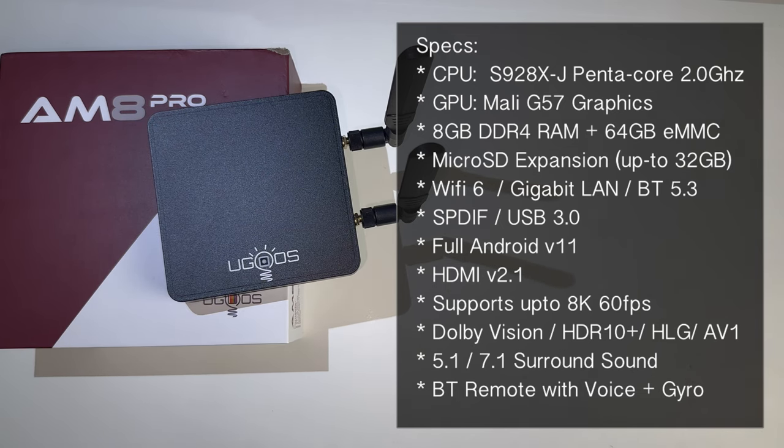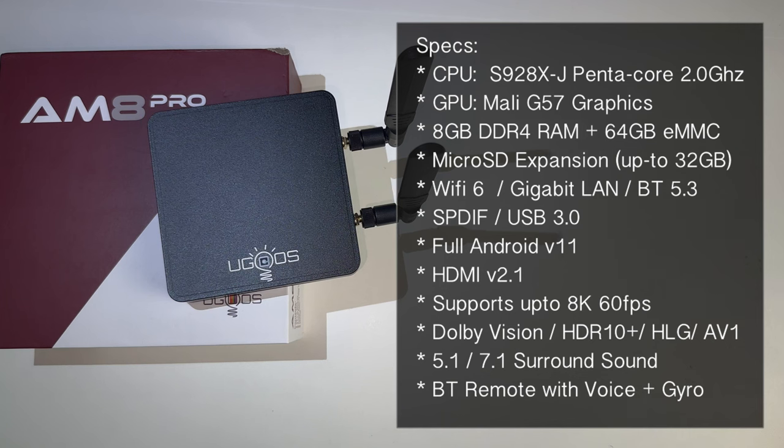This is running full Android version 11. You've got HDMI version 2.1a. This supports up to 8K resolution at 60 frames per second. You've also got support for AV1, VP9 codecs, and this supports Dolby audio with 5.1 and 7.1 pass-through.